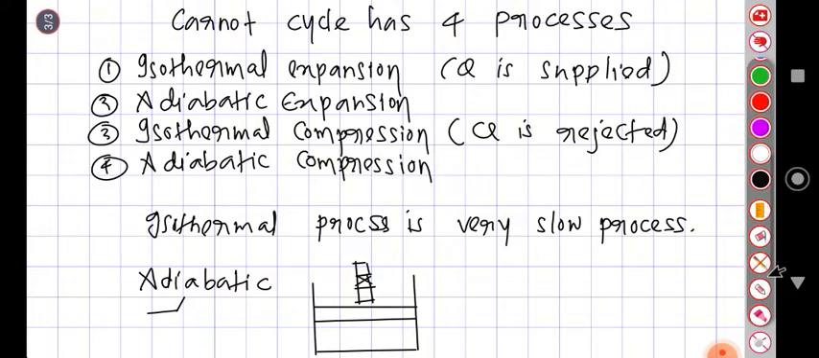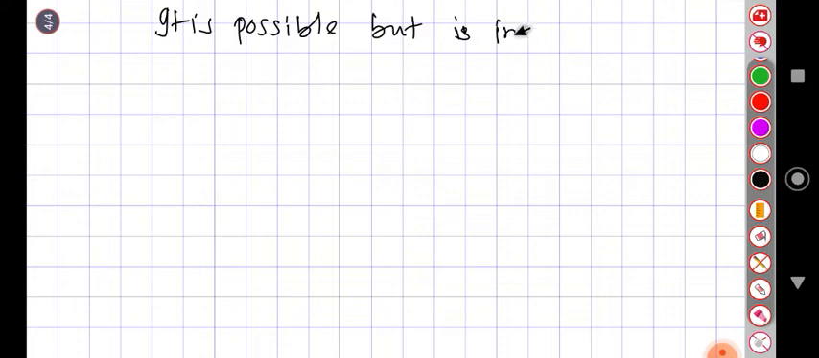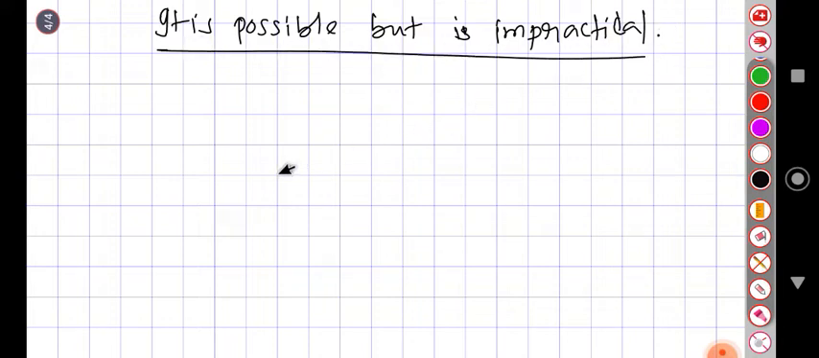Actually, this cycle is possible, but why is it impractical, I will show you. If you put the Carnot cycle in your engine and it is a very slow process, it is not possible to get that much speed quickly. If in the morning you start kicking your vehicle and in the evening it starts, is it acceptable to you? So the cycle is possible, but it is impractical. We cannot take this cycle as a practical one.